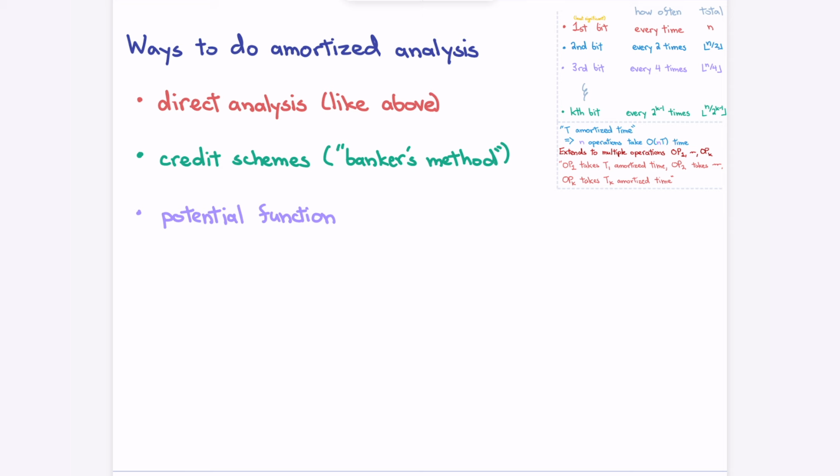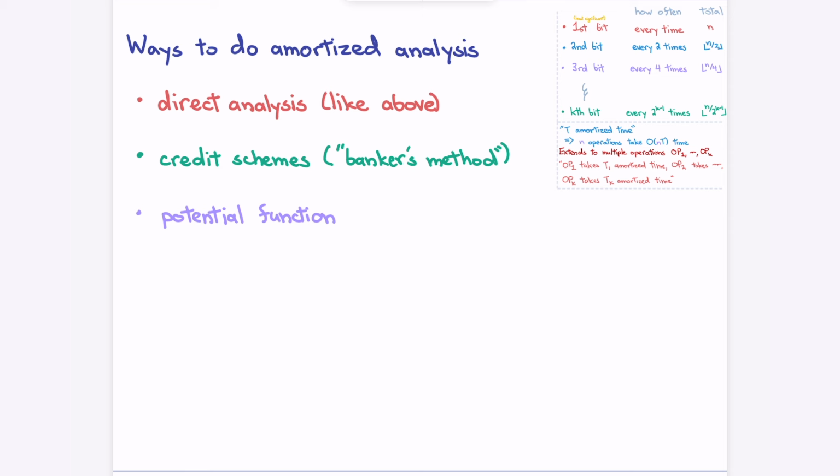But there's two other techniques which, at the end of the day, you can show are simulating the direct analysis, but they are sort of metaphors that are sometimes easier to think about. And easier to think about is useful for two reasons. One is, of course, you're looking at something complex and you're trying to analyze it. It's hard to think about.